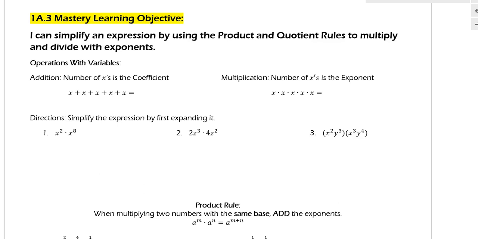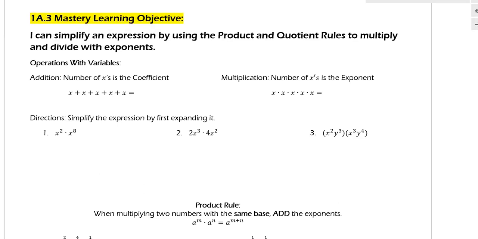So most of these words we know, right? So we're simplifying an expression just like we did in 1A.2, combining things, putting them together. If you don't know the word product or quotient, product is just your answer that you get from multiplying. Quotient is your answer you get from dividing. So we're going to learn about those rules today, when we multiply and divide with exponents. Okay? All right, so let's look at what operations with variables are.